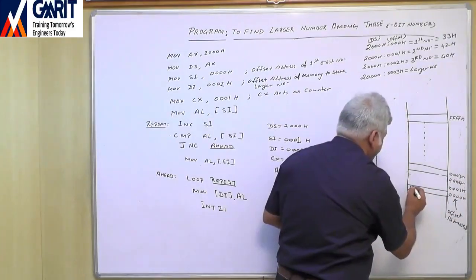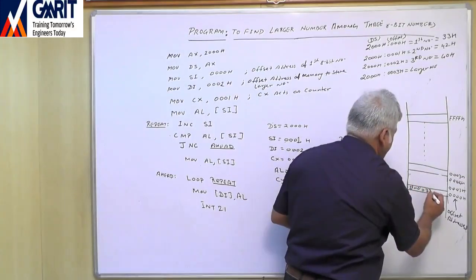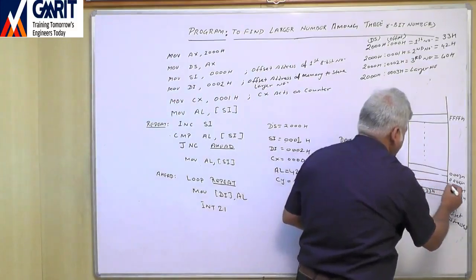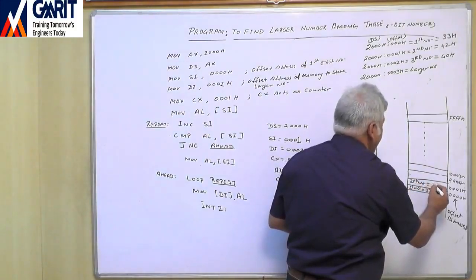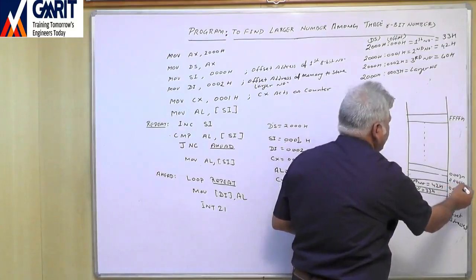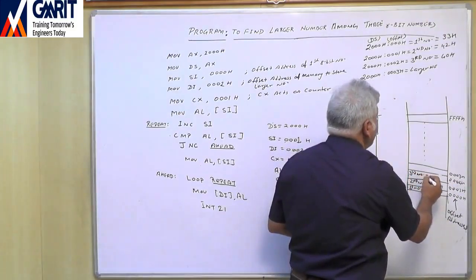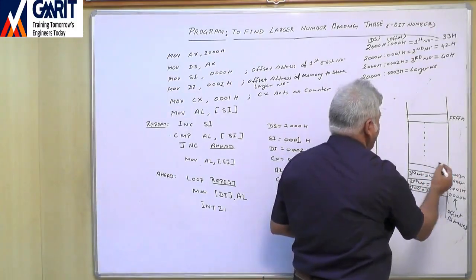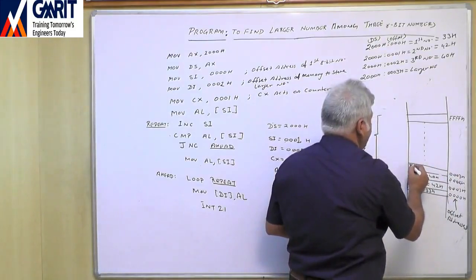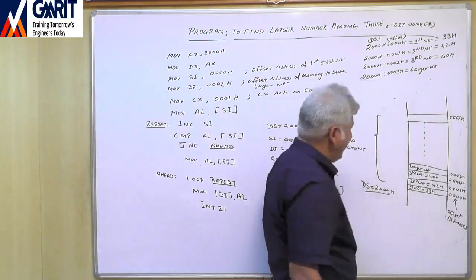Here we have our first number, and the first number is 33H. Then at offset 0001 we have the second number, which is 42H. At offset 0002 we have our third number, and the third number is 40H. And at offset 0003 we have the result, that is the larger number, right?